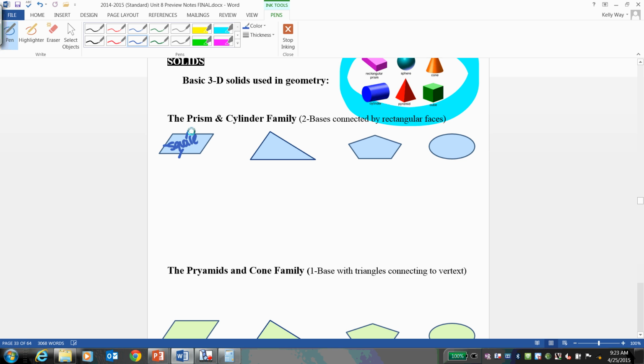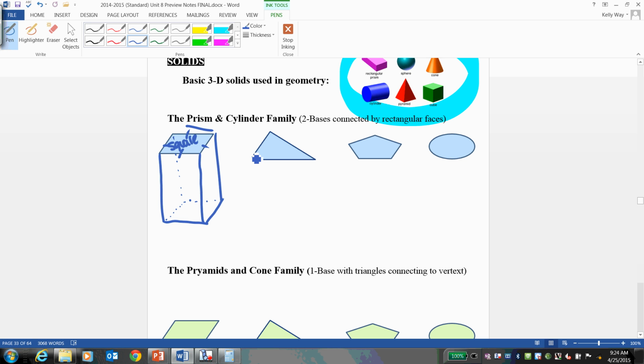Put your hatch marks in there. Now we're going to drop down the sides. Now the edges that you can't see, if this was actually solid, you're going to dot. This back edge you dot and dot. And there you have a square-based prism.